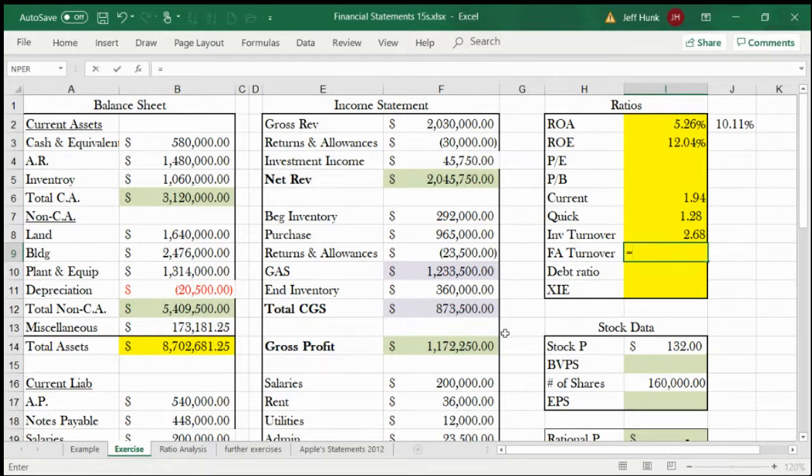Now, fixed assets turnover ratio is what? Revenue over fixed assets, total fixed assets. So where do you go? Your total fixed assets is this, right? So total non-current assets. There you go. Okay, once again, we don't know whether this number is good or bad. You'll have to compare it with the industry average, right?